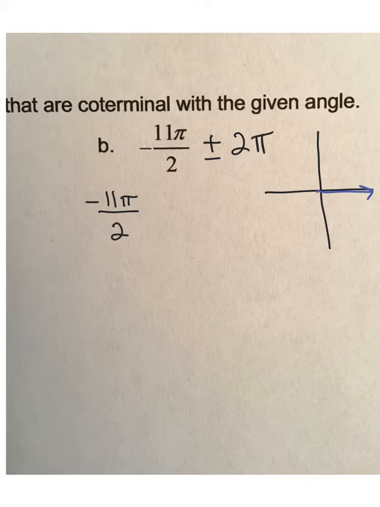And this is going to be 4 pi over 2. That's 2 pi. So where we are is, now we're at 4 pi over 2. Now we're at 8 pi over 2. 9 pi over 2.